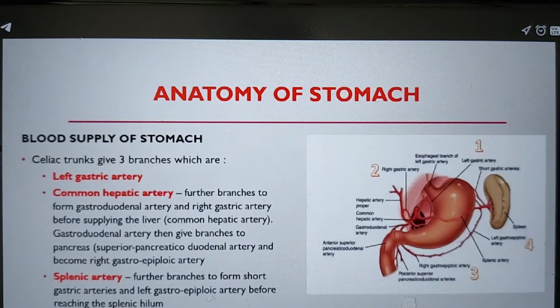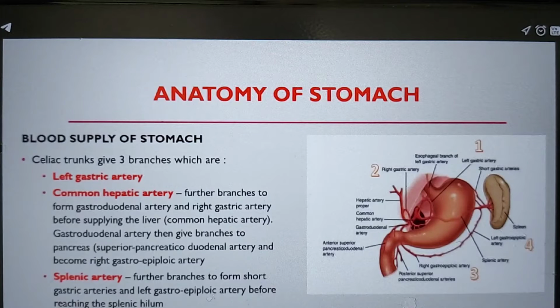And the blood supply of the stomach actually originates from the celiac trunk, which gives 3 branches: the left gastric artery, common hepatic artery, and also splenic artery. The common hepatic artery further branches to form the gastroduodenal artery and right gastric artery before supplying the liver, which is the common hepatic artery.